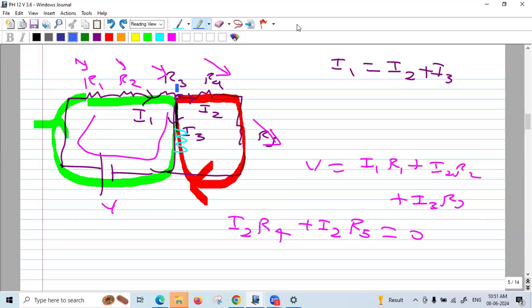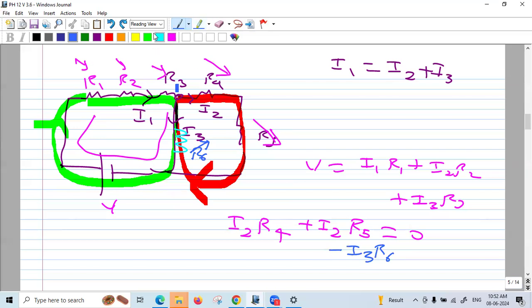Okay. So to close the circuit, I have to go along this path, right? While going from here to here, I'm going against the direction of current. So going from here to here, there is a voltage rise. That means minus I3 into this R6, because I used R5 up to here. So this is minus I3 into R6 equal to 0. The right hand side is 0. Okay. So this is how Kirchhoff's loop rule is written.